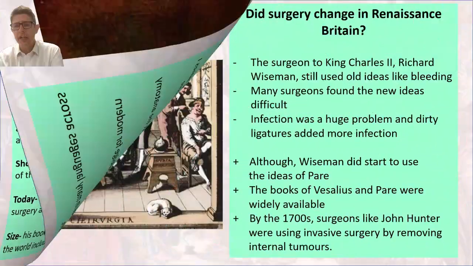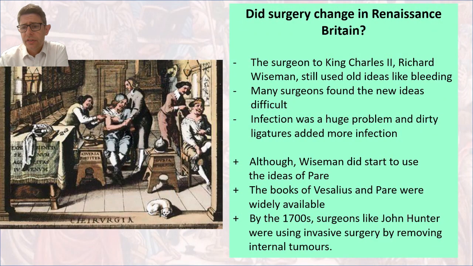So did surgery change in Renaissance Britain? Well, the surgeon to King Charles II, Richard Wiseman, still used old ideas like bleeding. Many surgeons found new ideas difficult. Infection was still a huge problem, and dirty ligatures added more infection. If they just had ligatures lying around, they weren't clean. So silk ones were easily infected, whereas the catgut ones you could wash.